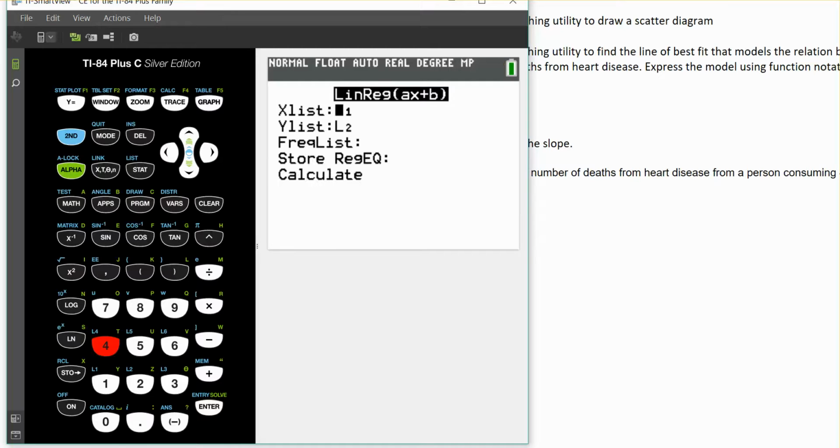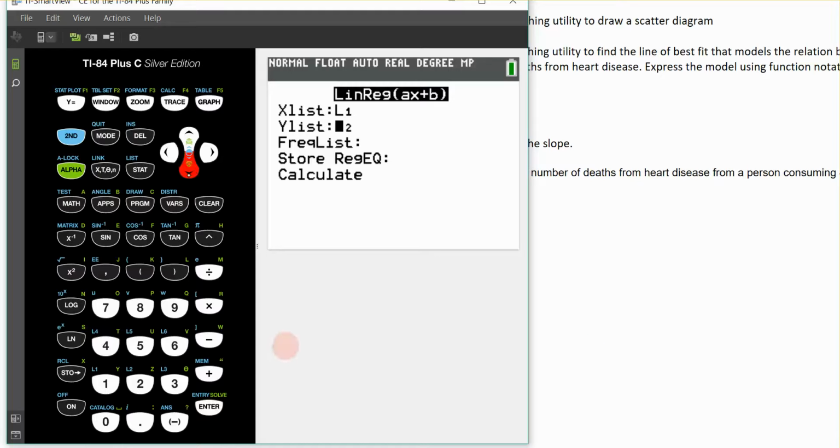So the screen comes up to look like this. Yours might be a little bit different, but this is close. X list is our independent variable, and it's being called from list 1. The Y list, or dependent variable, is going to call from list 2. And the next option on my calculator is where do I want to store this regression equation once I get it created?